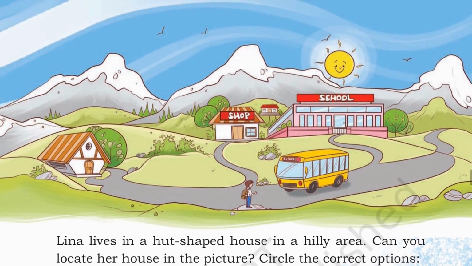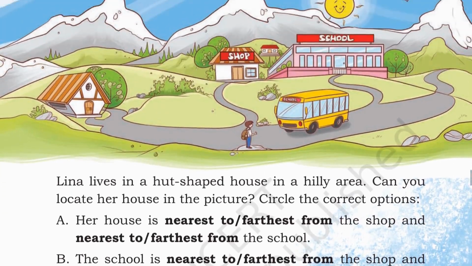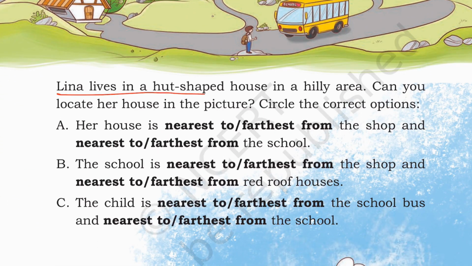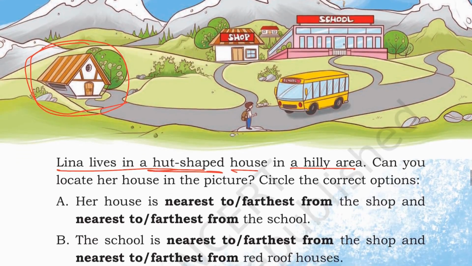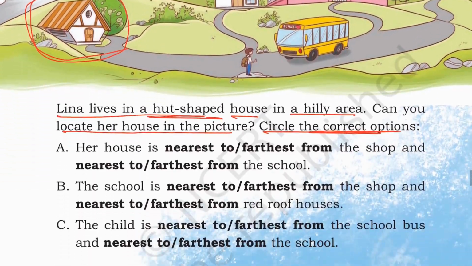You can see a picture of a school, shop, and two houses, 1 and 2. This is shop, this is school. It's given here. You have to see the picture very carefully and answer the following questions. Lina lives in the hut-shaped house in the hilly area. Can you locate her house in the picture? Circle the correct option.